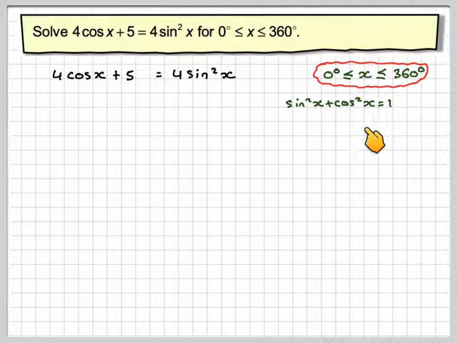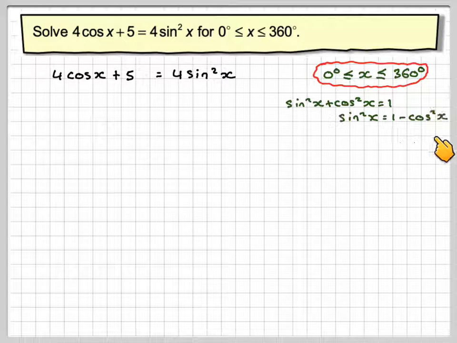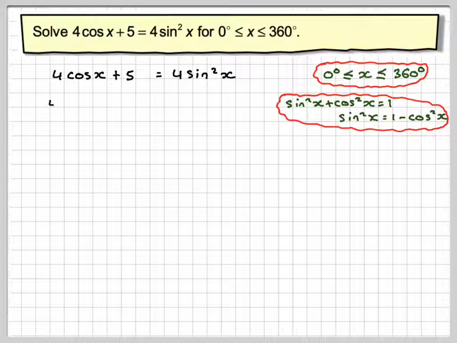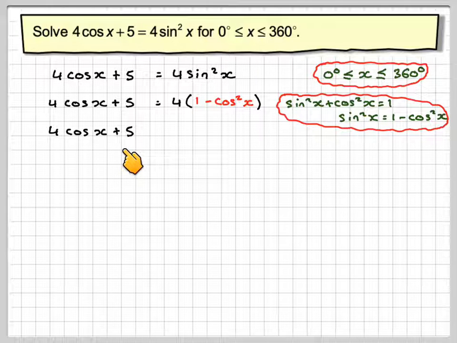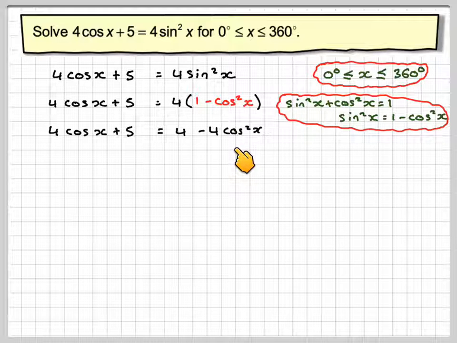Using sine squared plus cos squared is equal to 1, sine squared is 1 minus cos squared. So we've got 4 cos x plus 5 is equal to 4 brackets 1 minus cos squared x. So we've got 4 cos x plus 5 is equal to 4 minus 4 cos squared x. Right, this is a quadratic in cos x.